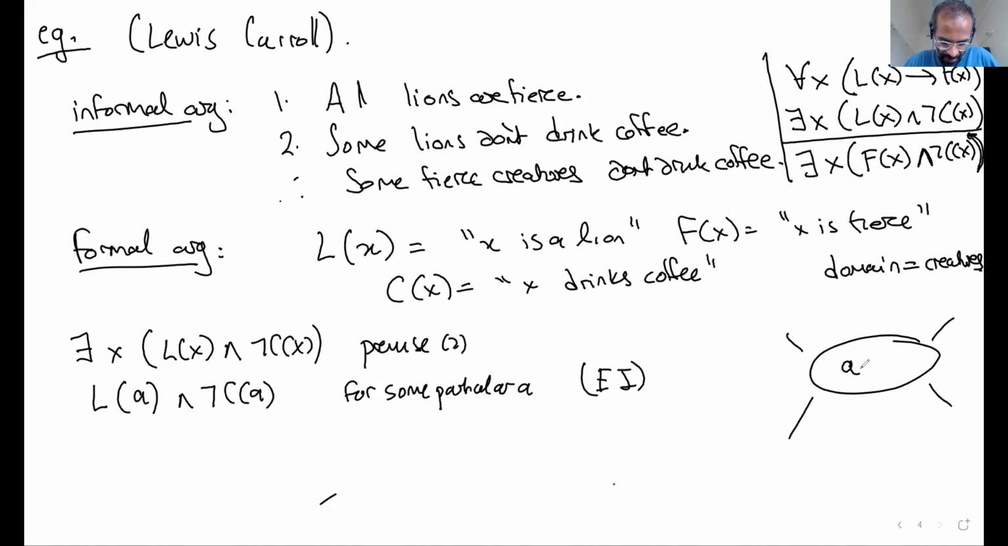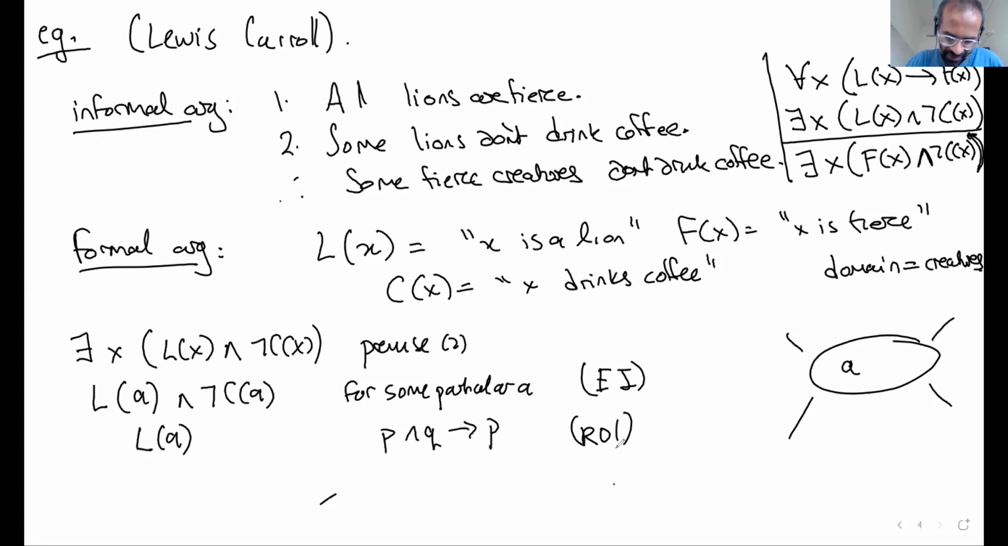Right? Okay. Now, L of A and not C of A, well, this implies that just L of A. Why? This is because P and Q implies P. That's one of those rules of inference, right?